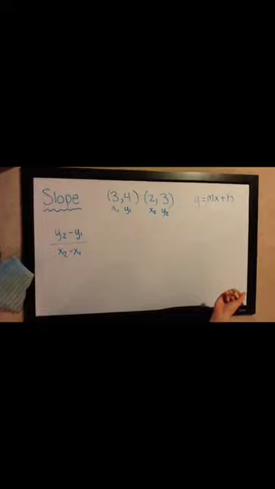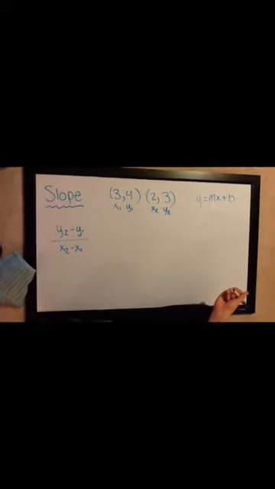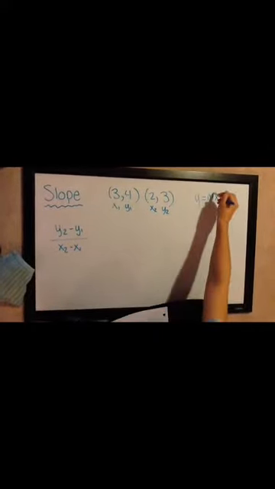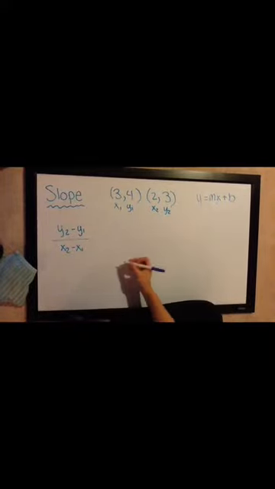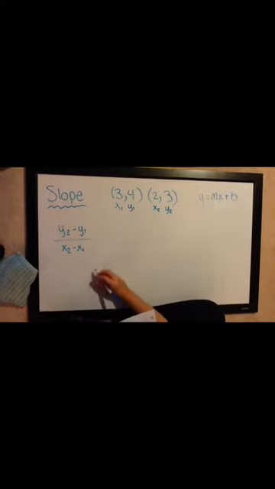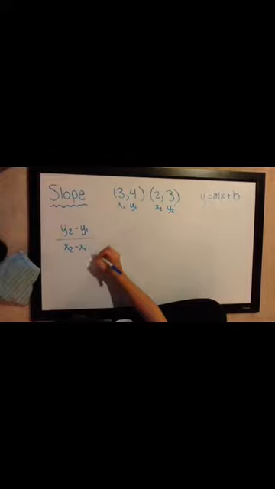Slope is a number that describes both direction and steepness of a line. It is often denoted by the letter m. To find slope, use the equation y2 minus y1 over x2 minus x1.